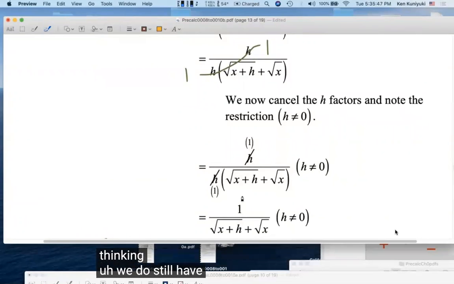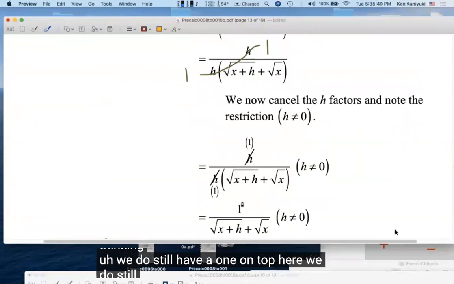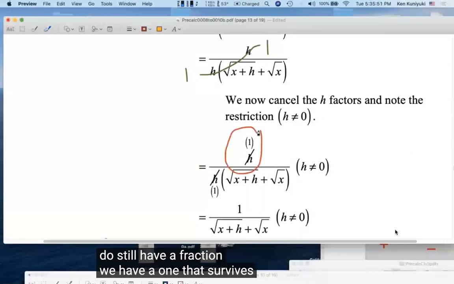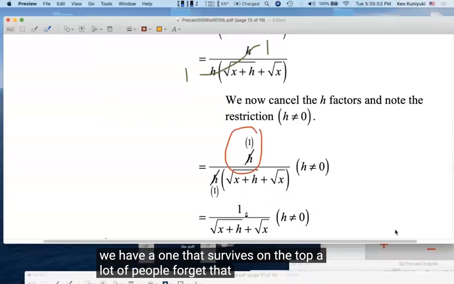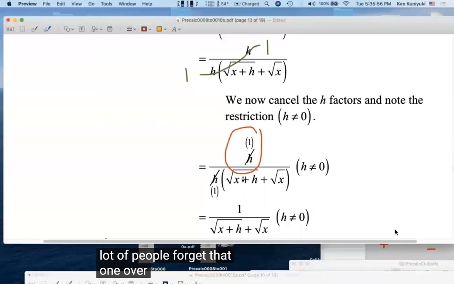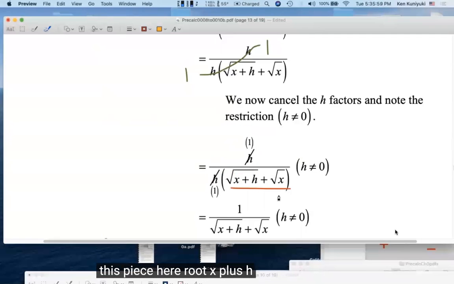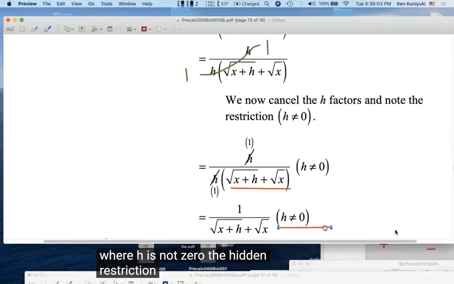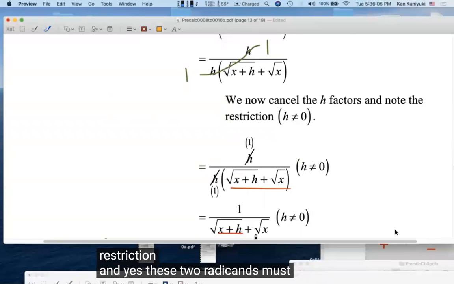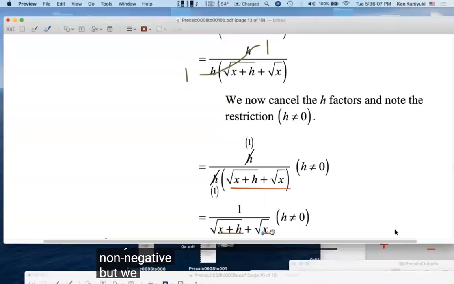We do still have a 1 on top here. We do still have a fraction. We have a 1 that survives on the top. A lot of people forget that. 1 over this piece here, root x plus h plus root x, where h is not 0, the hidden restriction. And yes, these two radicands must also be non-negative, but we won't go there.